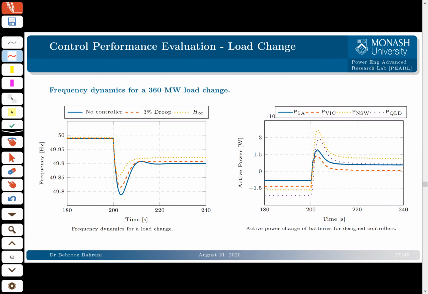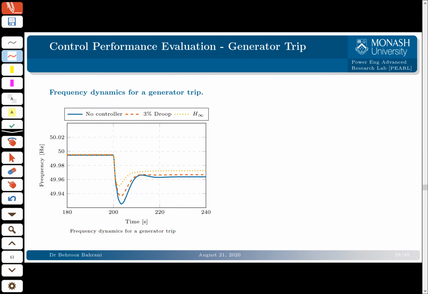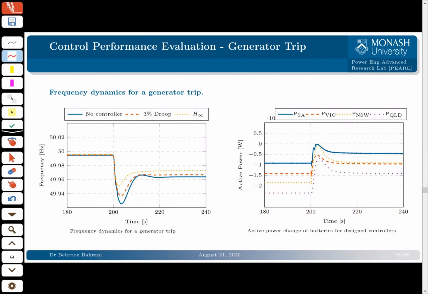And these are the different batteries that we've used in different parts of the NEM: the battery in South Australia, Victoria, New South Wales, and Queensland. And of course, the closer your battery is to your contingency, which is a load change here, the more its output will be to respond to this. Now, another test was a generator trip. More or less a similar scenario. We have lost some generation, and in this case, again, the H Infinity can operate better and result in a lower nadir. And here you can see the output of different batteries that we've got.